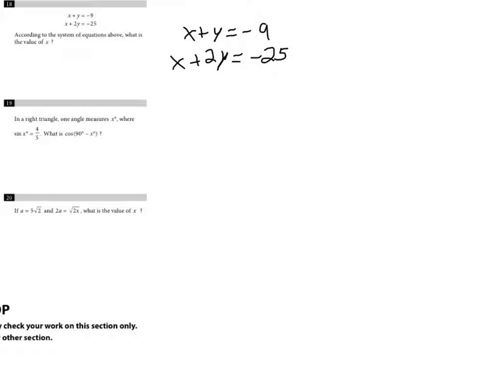Now let's look at number 18 here. I love these type of questions. According to the system of equations above, x plus y equals negative 9, and x plus 2y equals negative 25. What is the value of x?